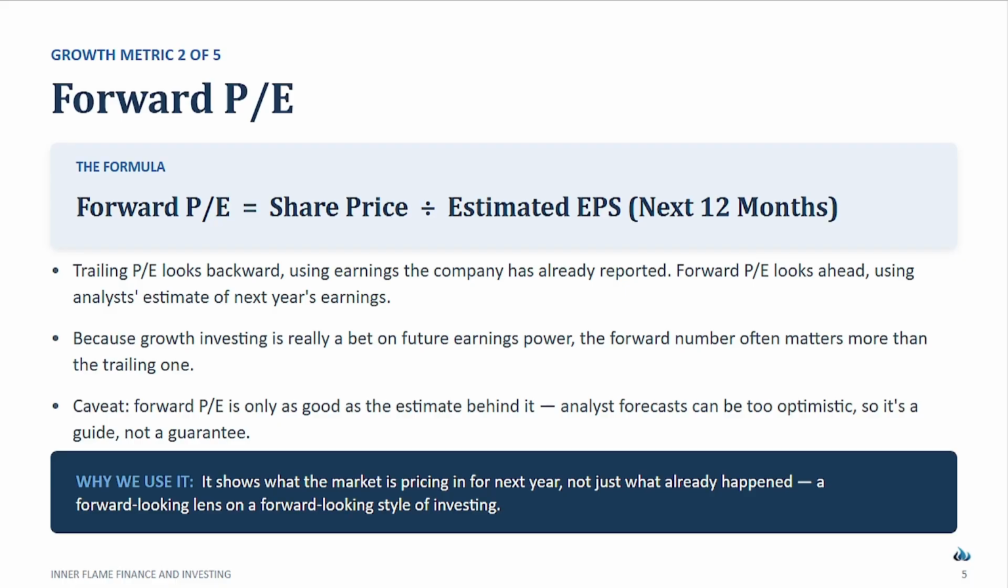So the forward number often matters more than the trailing one. However, that forward PE is only as good as the estimate behind it. Analyst forecasts can sometimes, and very often, be way too optimistic, so it's a guide, not a guarantee. So why do we use the forward PE? It shows what the market is pricing in for next year, not just what already happened. A forward-looking lens on a forward-looking style of investing.